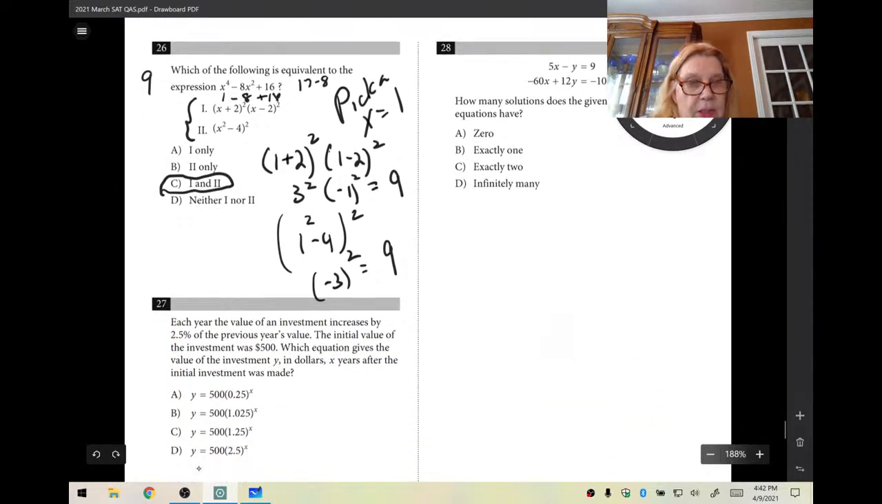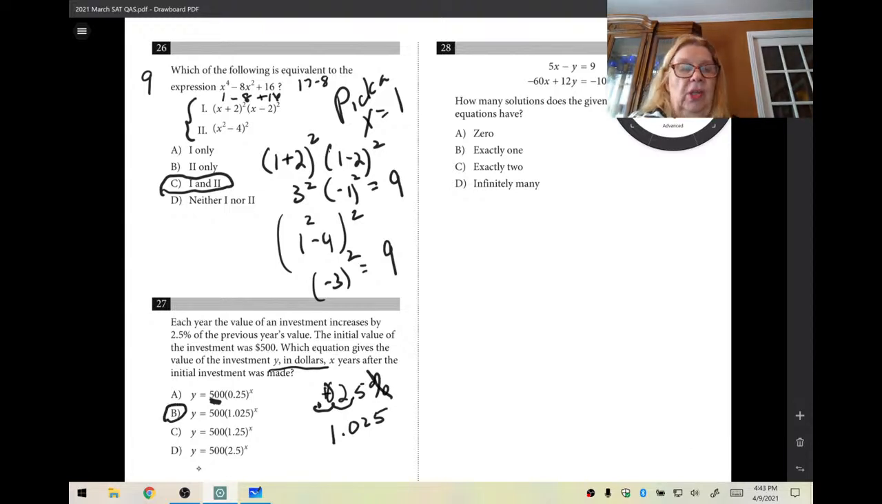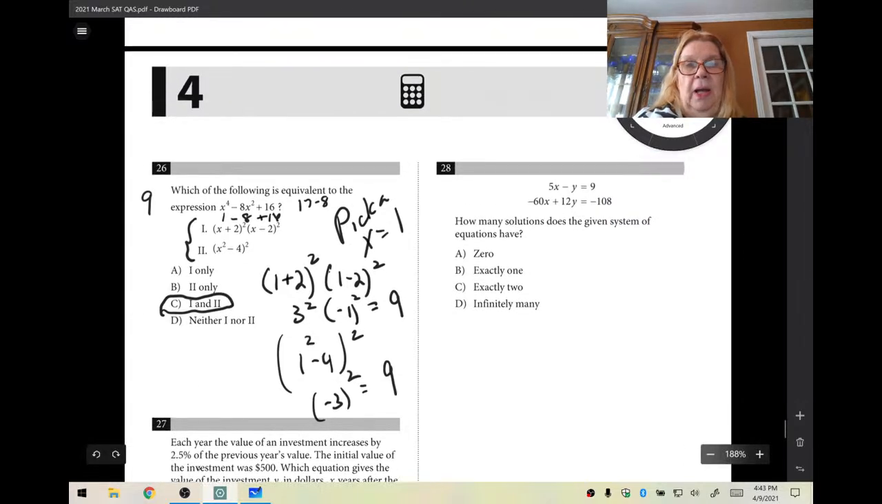So now we're going on to 27, which we cover in the function lesson. So the initial investment is $500, which is here. Then we're going up every year 2.5%. So we drop the percent and move over 2 places. So we're going to get 0.025, but we want all the money X years, so we want a 1 before that. So that looks a lot like B. And after we do the function lesson, that will be very easy to spot.